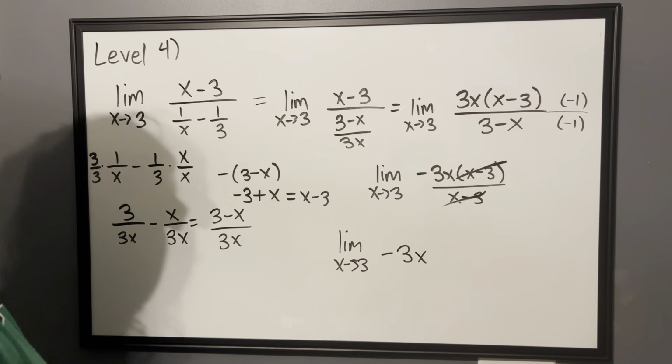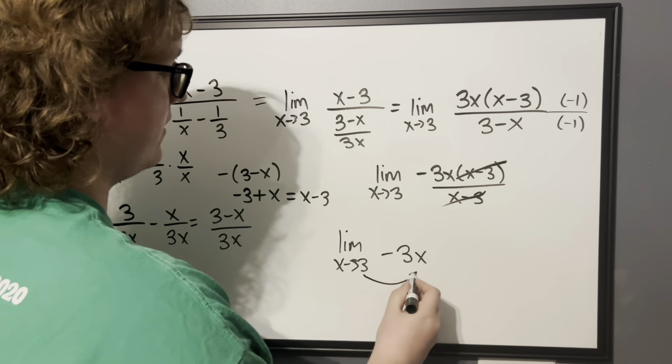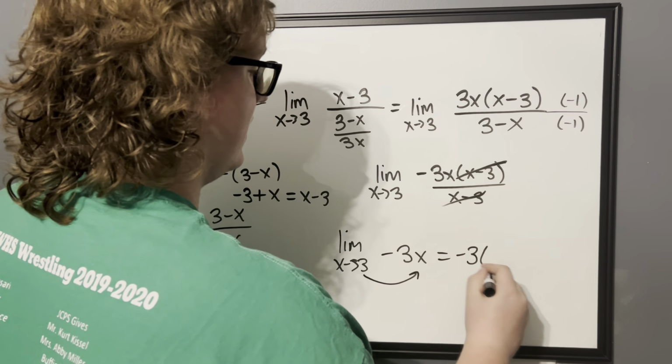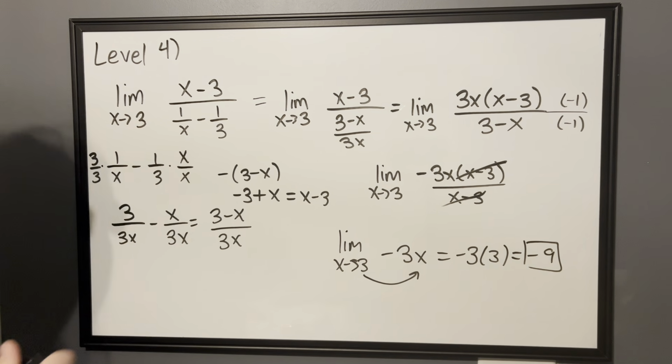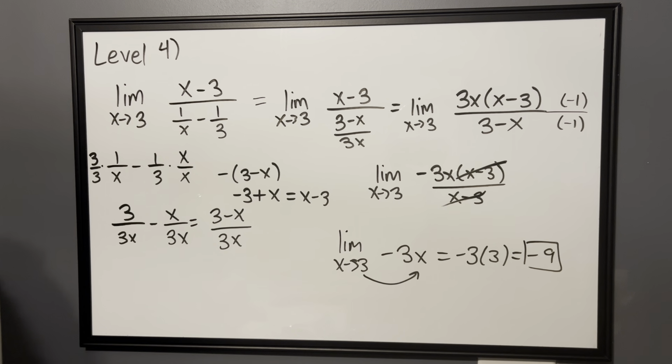And again, this is just a line. So we'll plug in this 3 right here. We'll get minus 3 times 3, which is minus 9. And that will be our answer for level 4. So let's go ahead and move on to level 5.